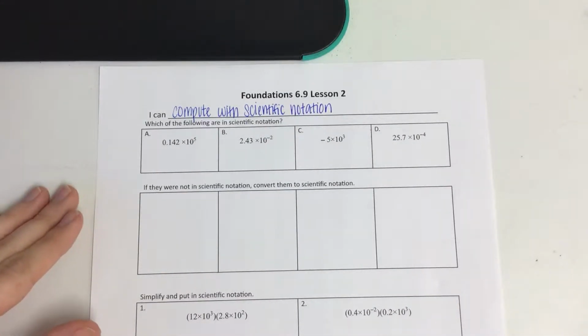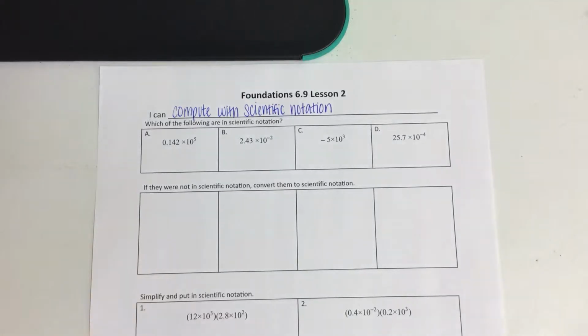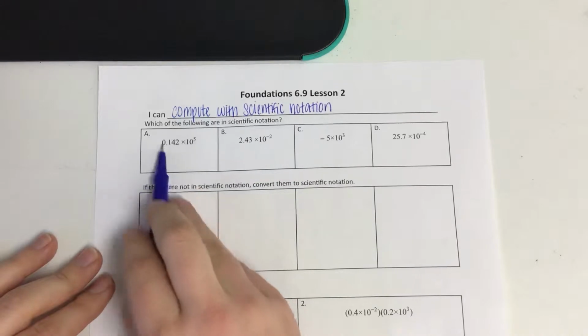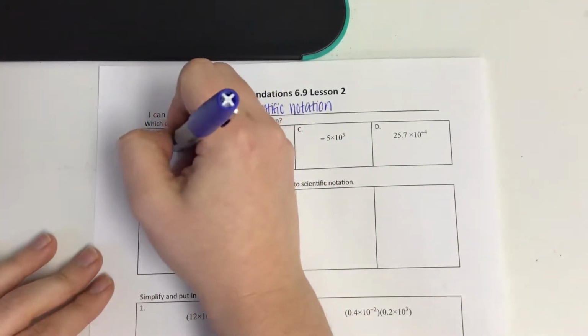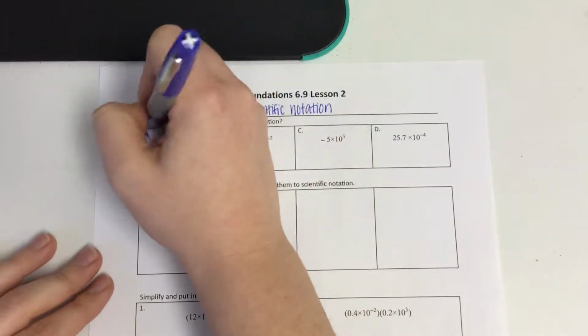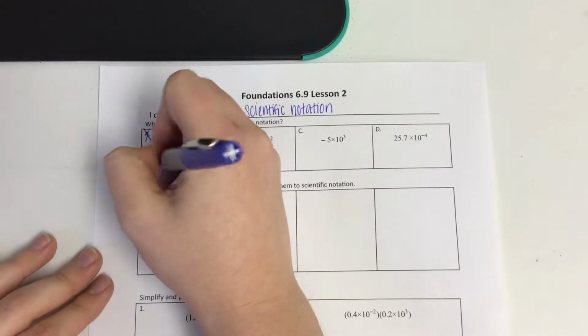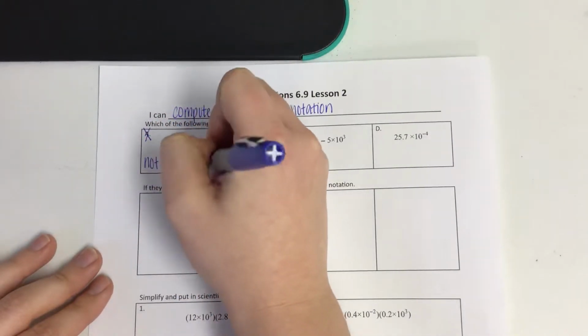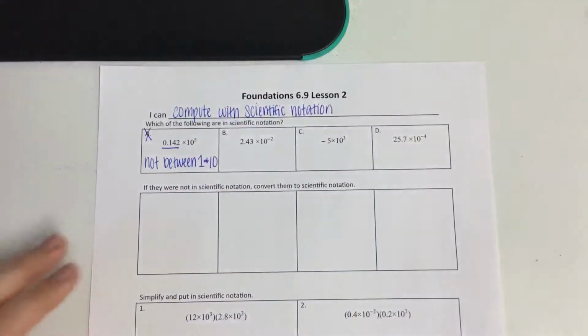So remember, in order to be in scientific notation, I need a number times 10 to a power, and that number needs to be in between 1 and 10, or -1 and -10. So looking at letter A, it is not in scientific notation because this number is not between 1 and 10. It's not in between 1 and 10.